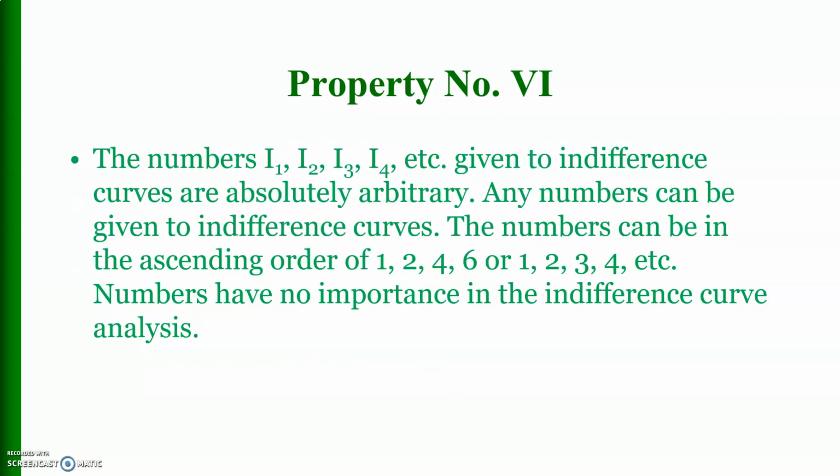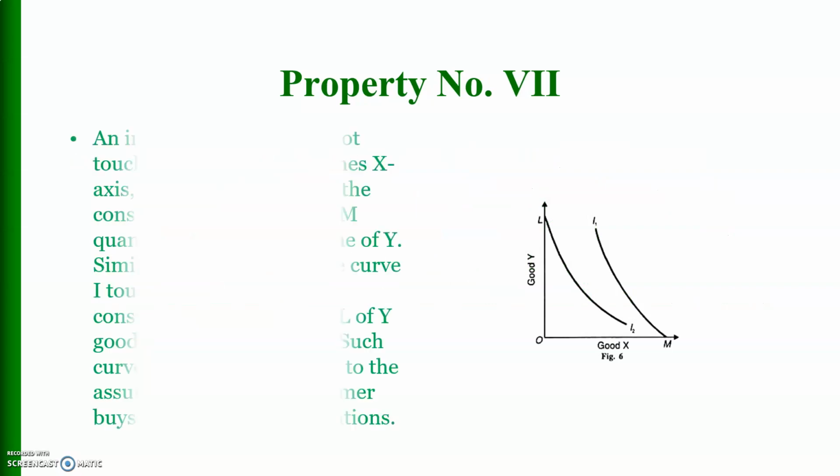The sixth property of indifference curves is that the numbers attached to indifference curves like I1, I2, I3, I4 are absolutely arbitrary. Any number can be given to indifference curves. The numbers can be in ascending order of 1, 2, 4, 6 or 1, 2, 3, 4, etc. So numbers don't have any importance in the indifference curve analysis.